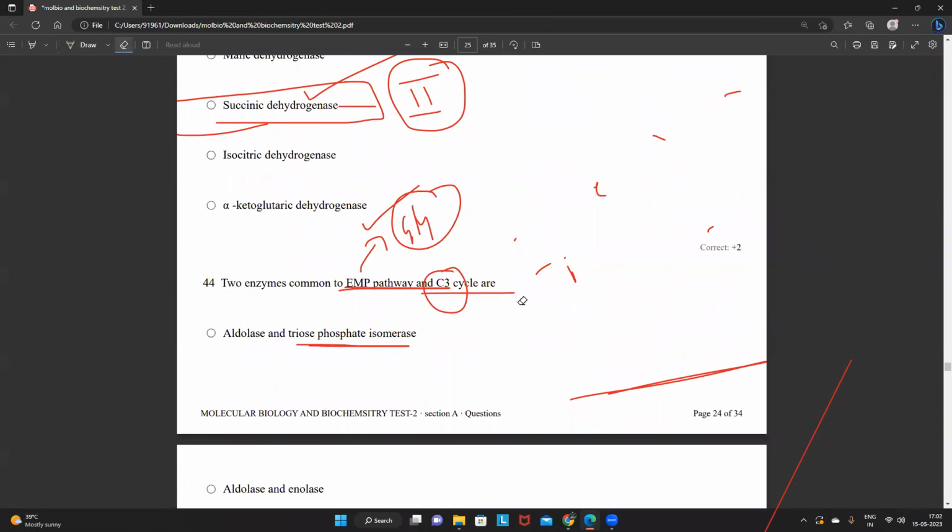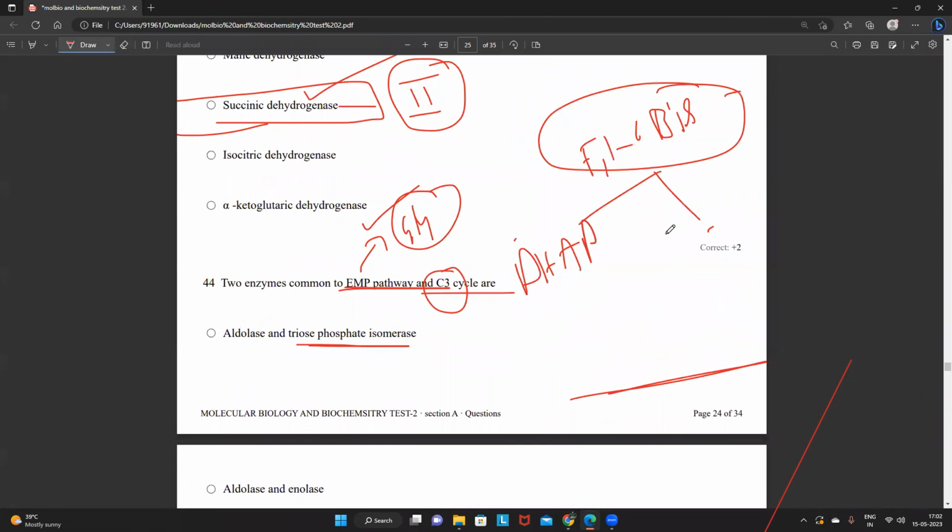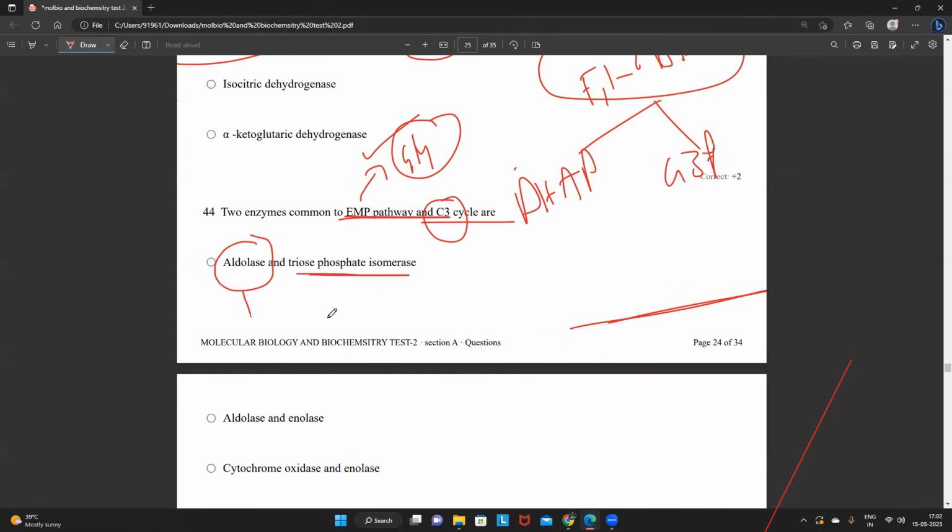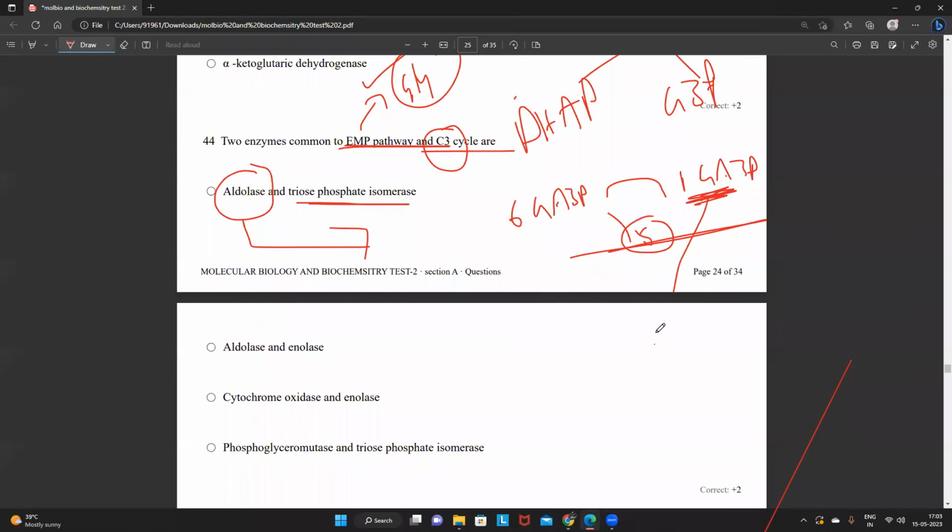You remember, friends, aldolase breaks down fructose 1,6-bisphosphate in glycolysis into DHAP and G3P. What is the name of the enzyme? Fructose 1,6-bisphosphate aldolase only. The same enzyme is involved in the C3 cycle also, in the breaking down of what? 6 molecules of GA3P. Out of this, 1 molecule of GA3P comes out and 5 molecules are regenerated. Does anyone remember what happens to this 1 molecule of GA3P? It produces glucose. That is also correct.